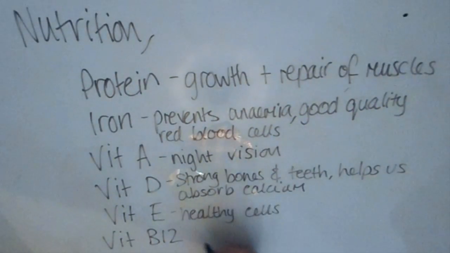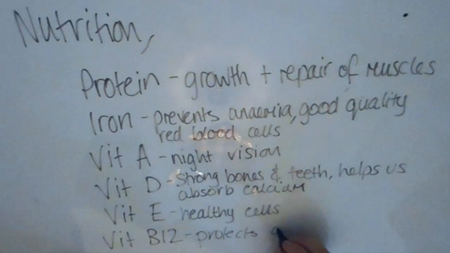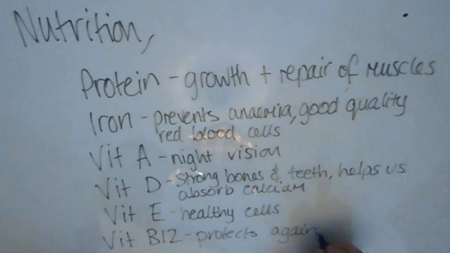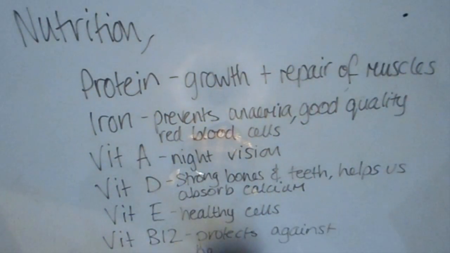We get vitamin E from eggs, and we need vitamin E for healthy cells. So it helps to make all of our cells in our body good quality. You can also get vitamin B12 in eggs. Now, vitamin B12 is one of the many B vitamins, and this one specifically helps to protect us against heart disease.